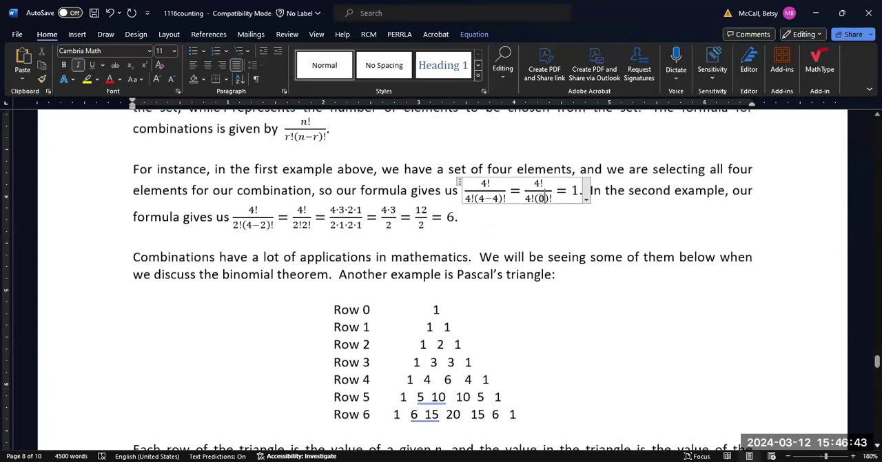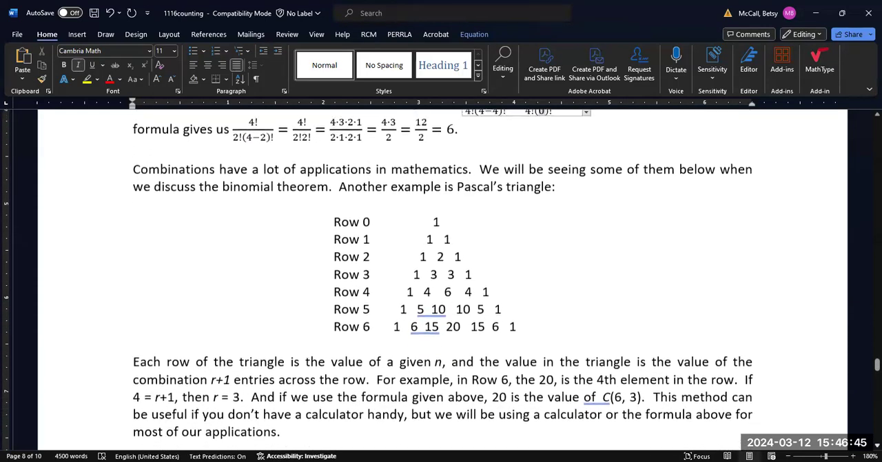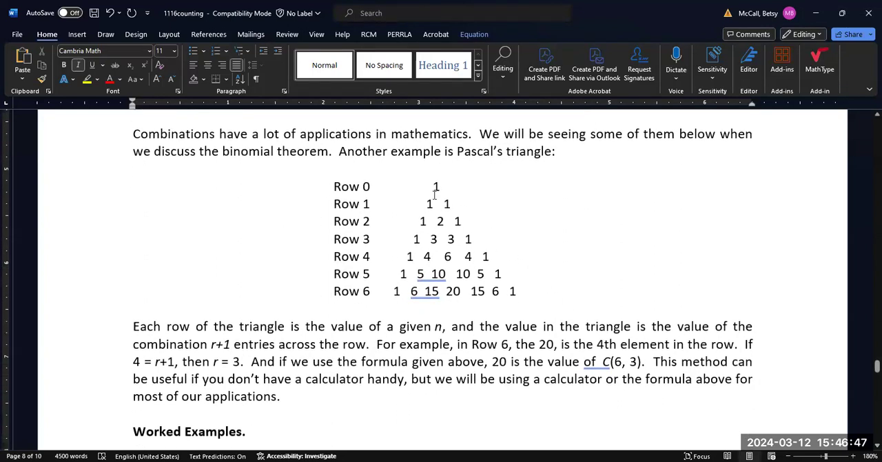Combinations also appears in this idea known as Pascal's triangle. So row 0 of Pascal's triangle would be a 1. And then row 1 would be a 1 and a 1. And all of the first entries in the rows are 1s all the way down. But then the middle entries are the sum of the 2 entries diagonal to it on the previous line.